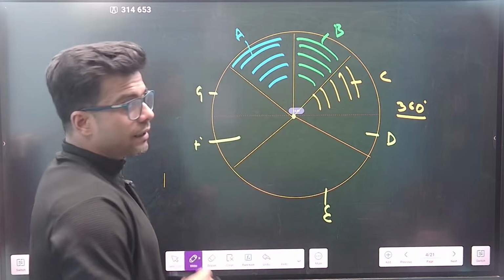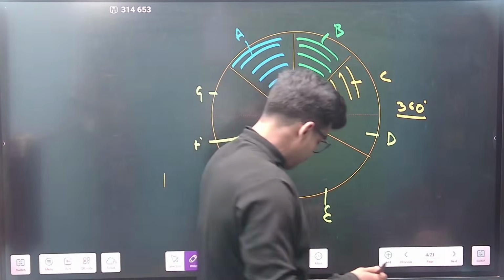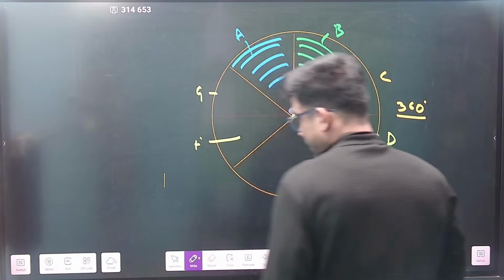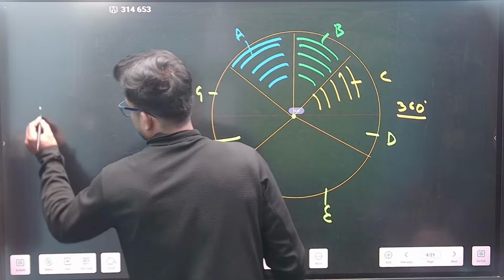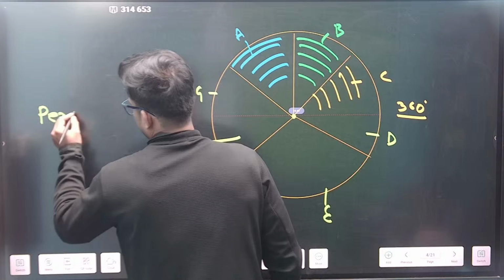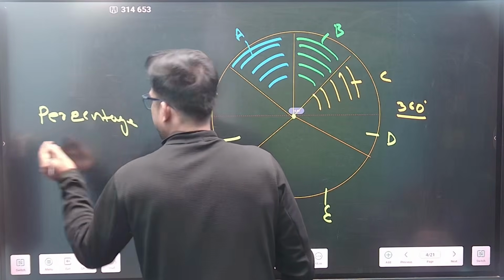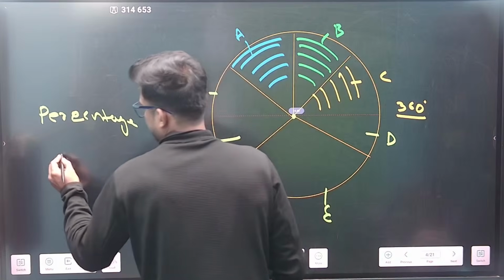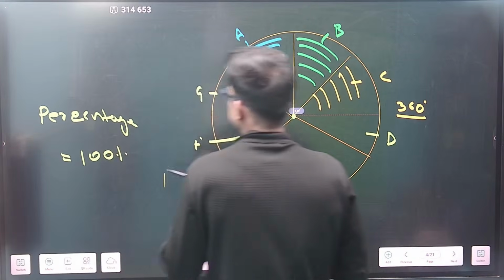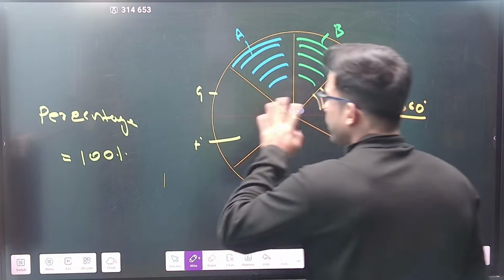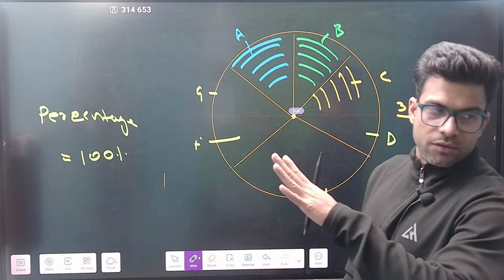But now guys, if I talk about this in terms of percentage, what can I say? Everything in terms of percentage, can I say is 100%? Yes, correct. And 100% is basically the whole part.